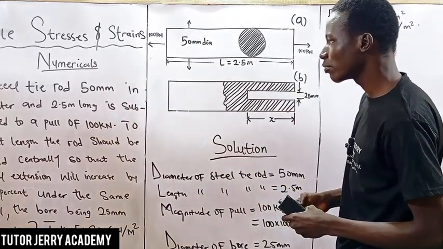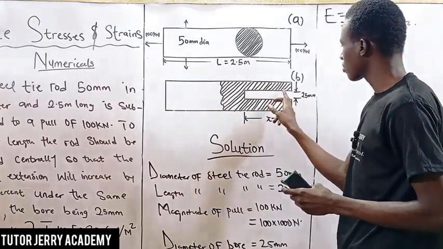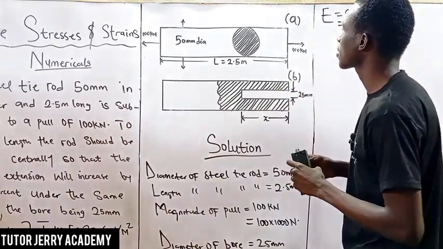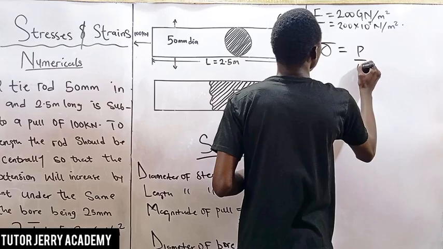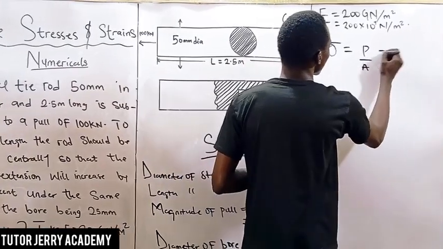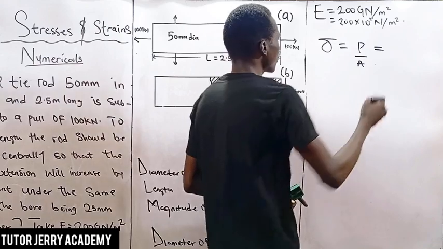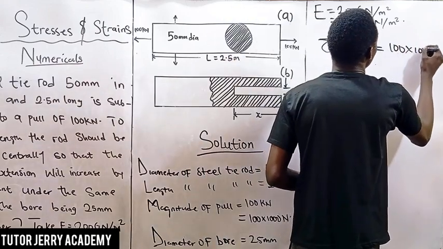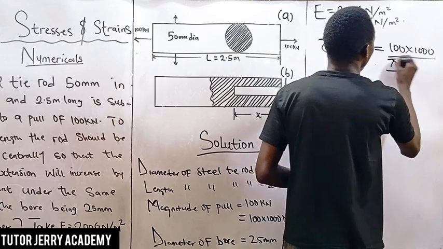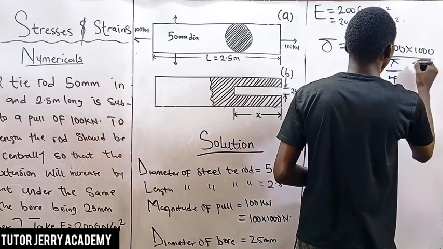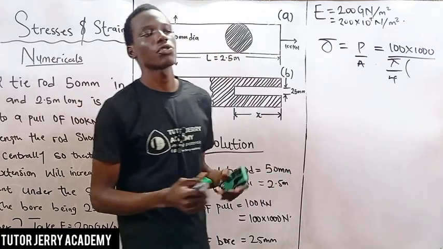So first thing first, we are going to be looking for our stress, that is of the solid section, without considering the reduced section. If we look for the stress of our solid section, we know that sigma equals to what? It equals P all over A. And this will be equal to our P, of course, is nothing but 100 kilonewton, which is the same thing as 100 times 1000 all over our area. Our area is nothing but pi all over 4 d squared. We have our d to be equals to what? 50 millimeter.